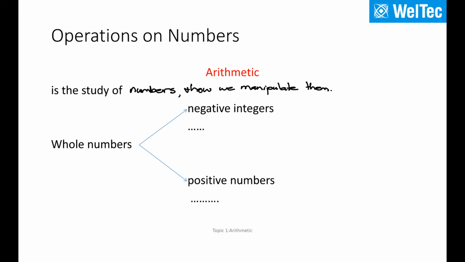We can categorize numbers. We can break whole numbers into negative numbers. So we might be coming up -4, -3, -2, -1. Obviously, they go down to negative infinity. And we can talk about positive numbers, which would be 1, 2, 3, 4, and so on.